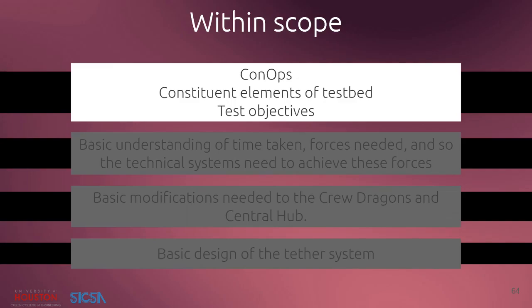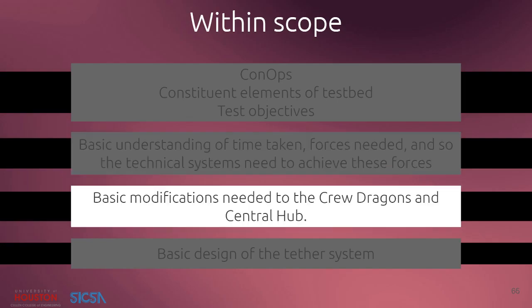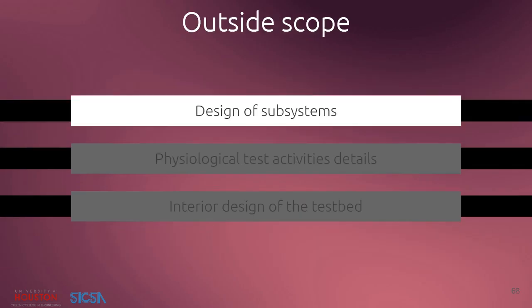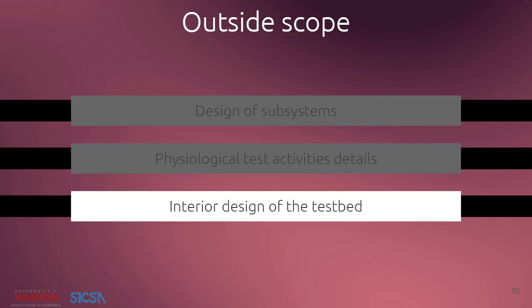Now, the scope of the project includes things like the mission architecture, the basic understanding of time taken, forces needed, and the technical systems needed to achieve those forces. Also basic modifications needed to the Crew Dragons and Central Hub, and the basic design of the tether system. And things which lie outside my scope are things like the design of the subsystems themselves, the physiological test activities to be performed, and the interior design of the testbed.